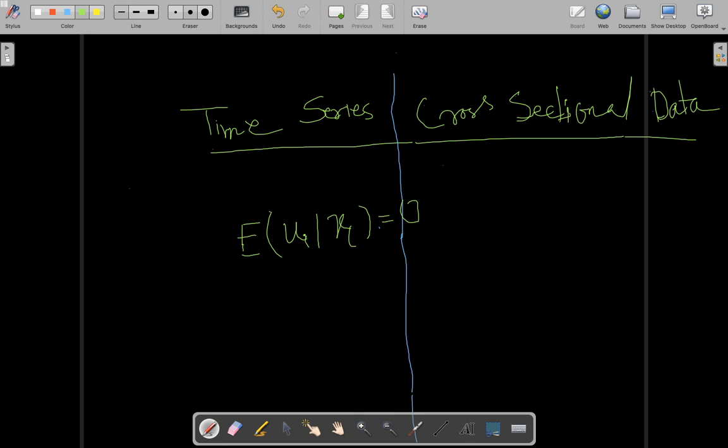This is something I have done for cross-sectional data here, and I will do it for time series. So this is something we talked about when you're dealing with cross-sectional data. Something like this has to be fulfilled. Okay, so we call it zero conditional mean of error.